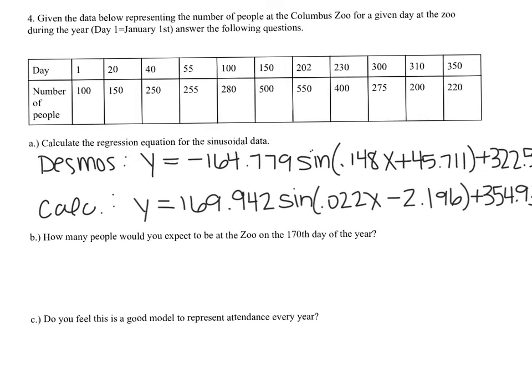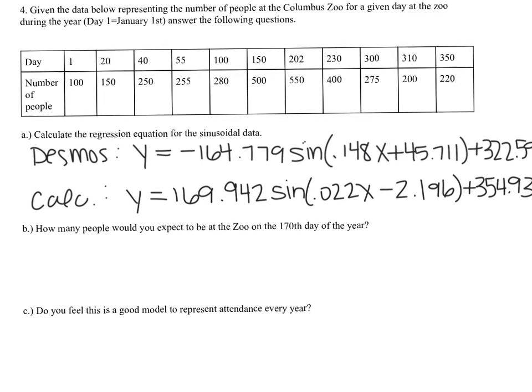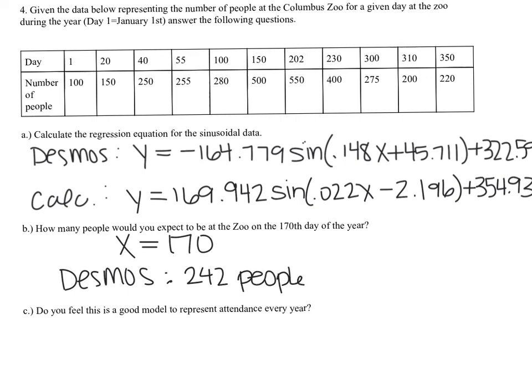So again, in part B, depending on which equation you use, you can get a different value for how many people you expect to be at the zoo on the 170th day of the year. Depending on which equation you have, you're going to plug in 170 for x. If you use your equation from Desmos, you should get about 242 people. And if you use the equation given from your calculator, you get about 525 people.